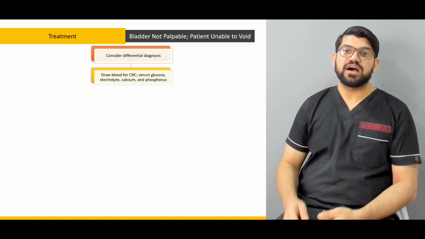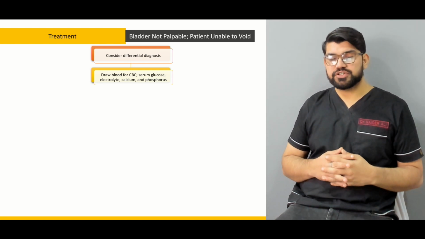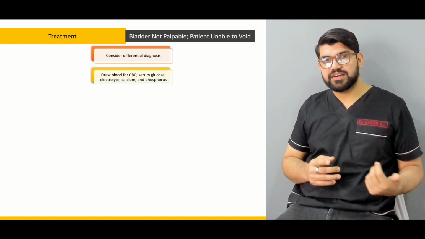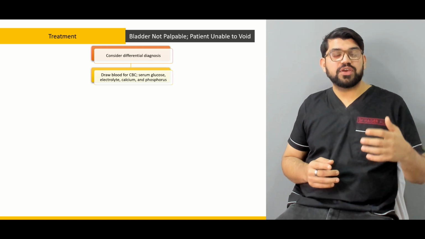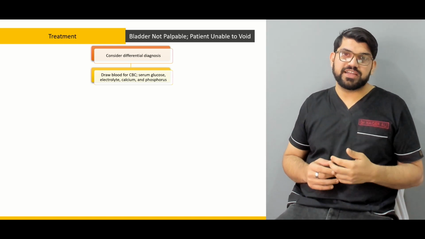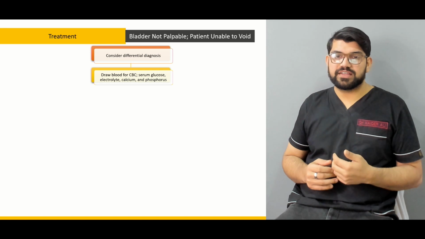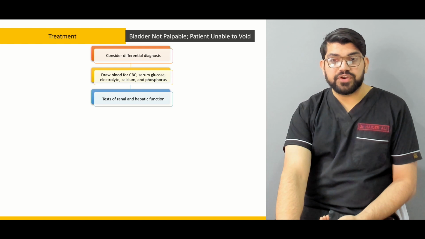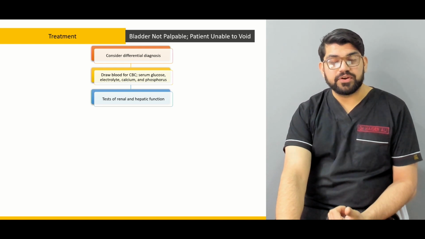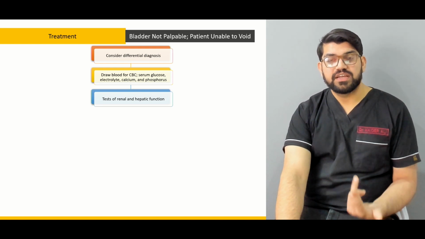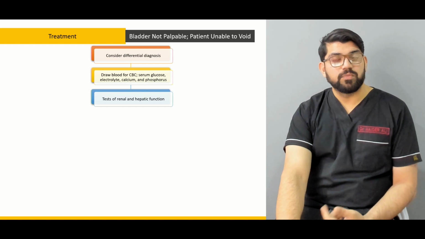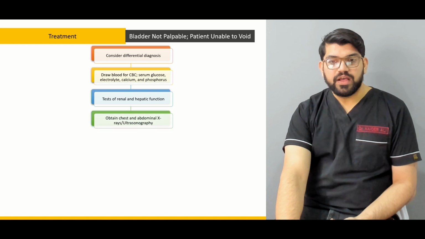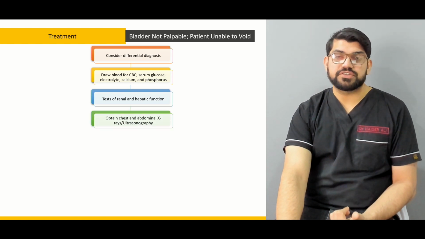Calcium and phosphorus are the things that should be addressed in patients with long-standing chronic kidney diseases, because patients with acute and chronic kidney injury can deteriorate the calcium and phosphorus. Test for renal and hepatic functions, blood urea nitrogen, creatinine levels, hepatic function, liver function test, which might be the cause of hepatorenal syndrome. Obtain chest x-ray and abdominal x-rays and ultrasonography.